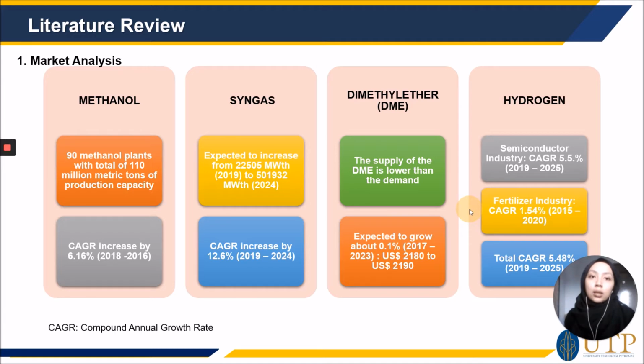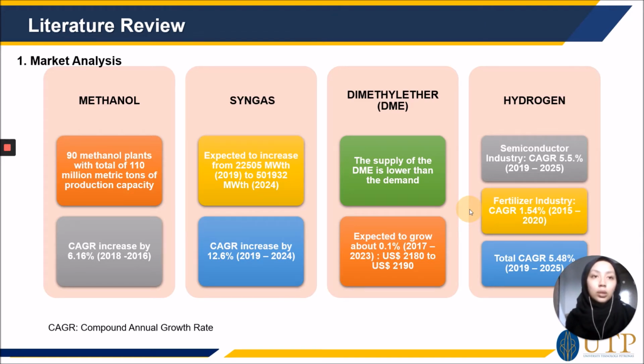For the third product is dimethyl ether. It is widely used and popular in power generation and also as a chemical feedstock in any production. However, even though the popularity of DME is higher, the supply of the DME is lower than the demand. Thus, it is expected to grow only about 0.1% from 2017 to 2023.